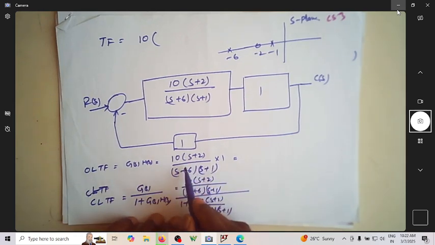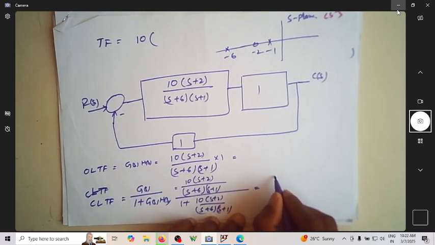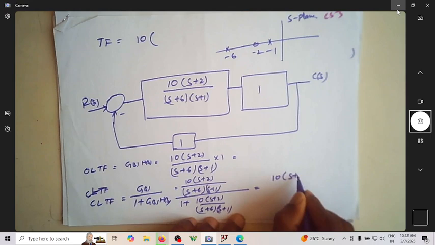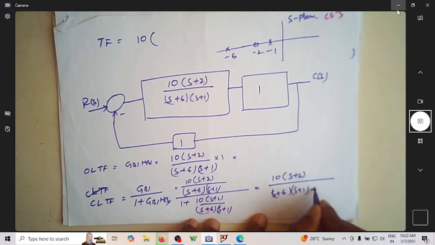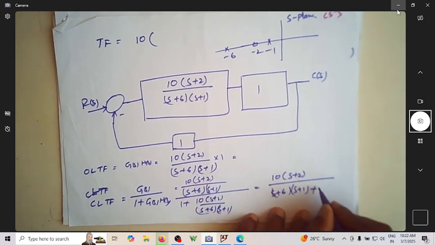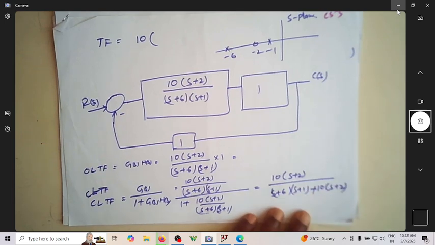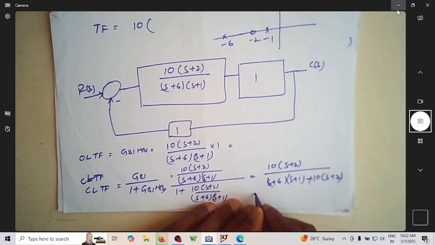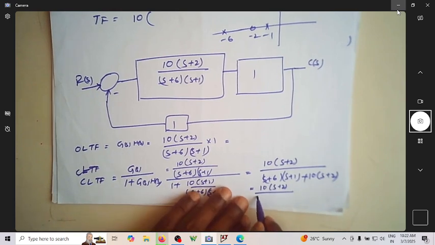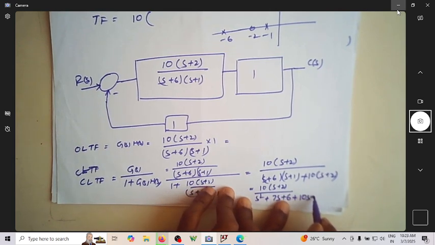If you have this as your transfer function, that is G(s) into H(s), so the closed loop transfer function will become 10 into s plus 2 divided by s plus 6 into s plus 1, plus this term, which is 10 into s plus 2. Correct? So upon simplifying, what is this? It will be s square plus 7s plus 6 plus 10s plus 20.